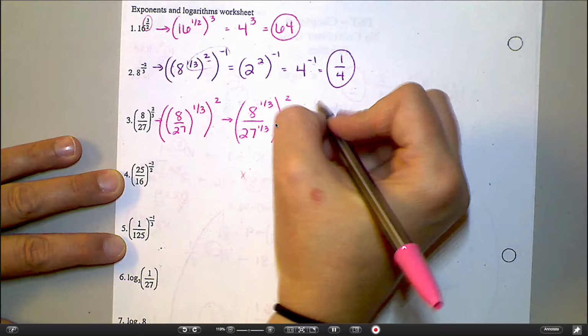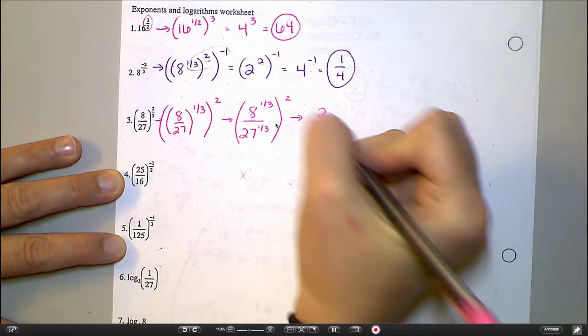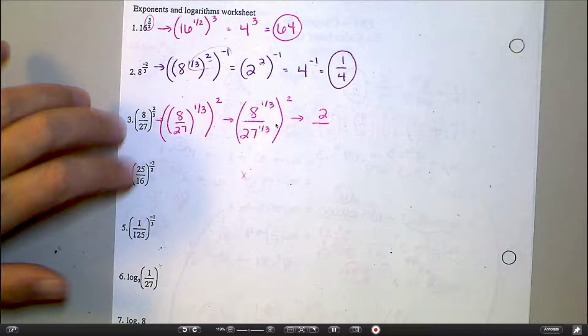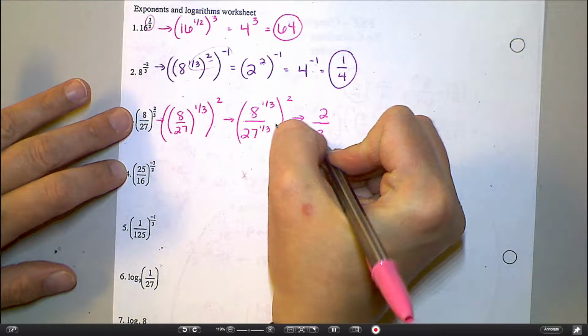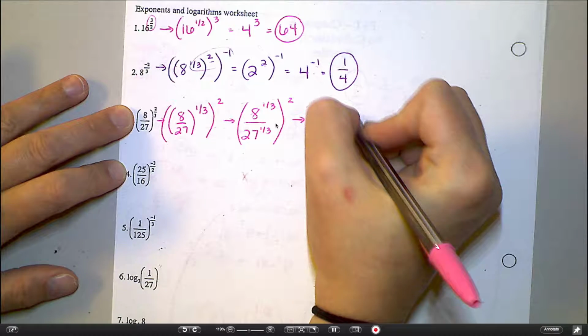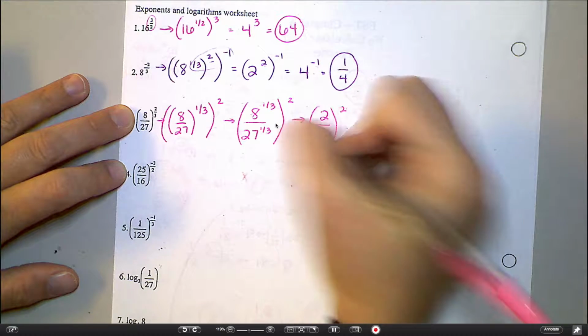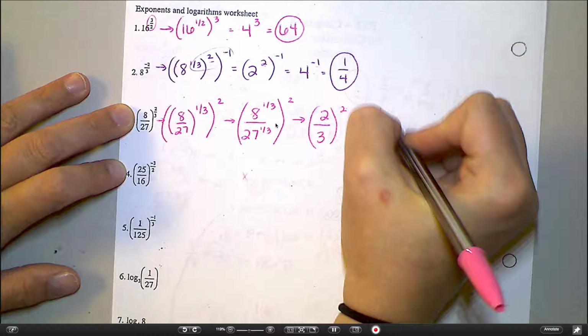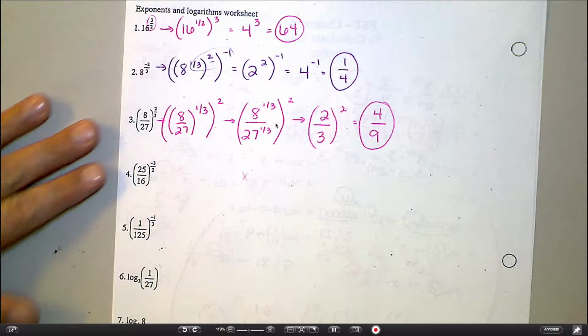So 8 to the 1/3 is 2. 27 to the 1/3. Remember, you want to be thinking about what to the 3rd power would give me 27. That's a 3. And then raise that to the power of 2. Remember, that means that you're raising this and this to the power of 2, so that would end up being a 4 over 9. Okay.